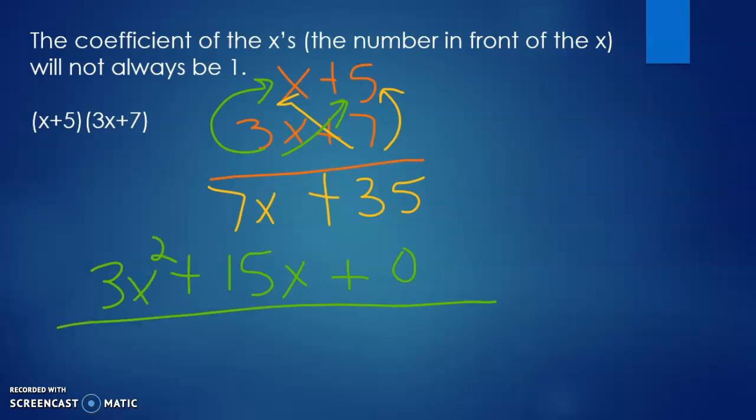Just like when I multiply, I'm going to add them now. Positive 35 and positive 0 is positive 35. Positive 7x and positive 15x is positive 22x. And 3x squared just comes down, and that's your final answer.